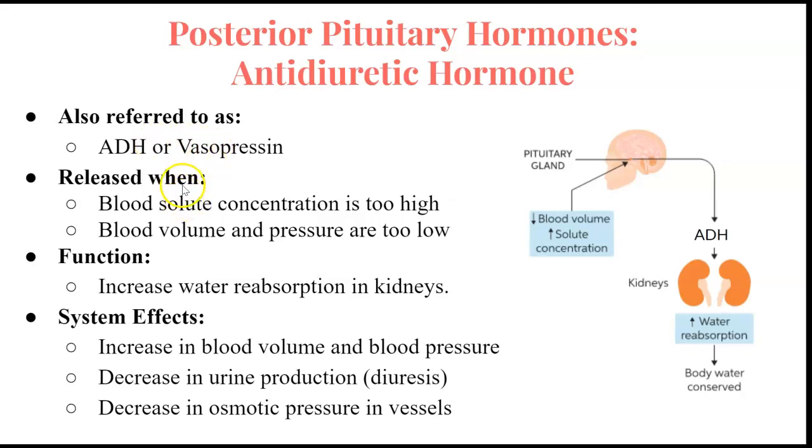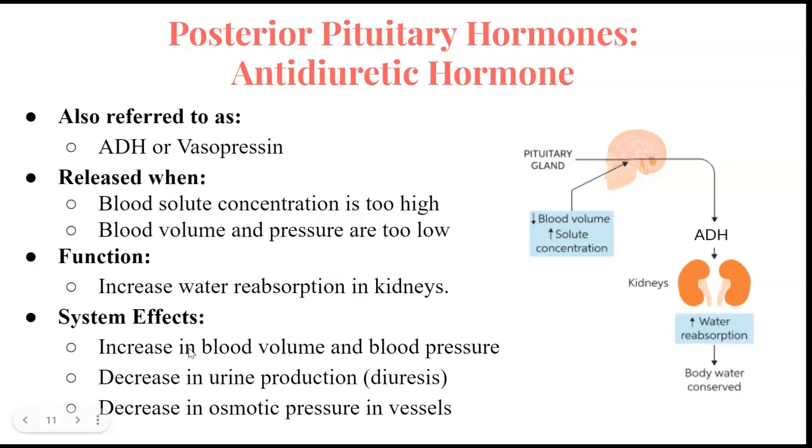Okay. ADH is released when blood solute concentration is too high. What that means is that there's too much salt in the blood, too many ions like calcium. It's really just too much salt, really. And so because there's too much salt concentration, that means our water concentration is too low. So we have a very low blood volume and blood pressure. So what happens is ADH is actually released to increase water reabsorption in the kidneys. Right? So ADH is released, we increase water reabsorption, we're not going to urinate, right? So what that does is it's going to increase our blood volume and in turn our blood pressure, right?